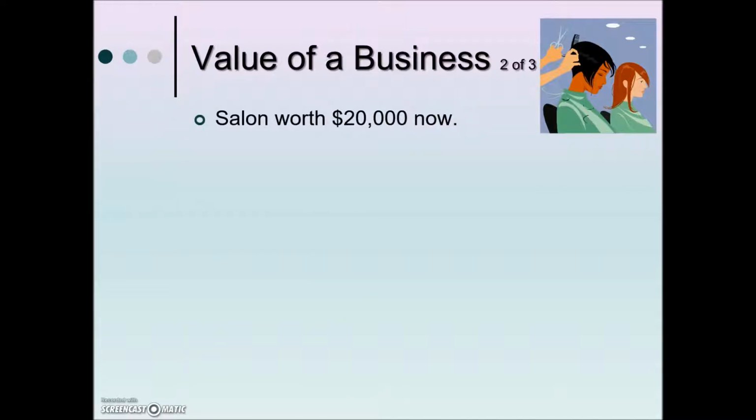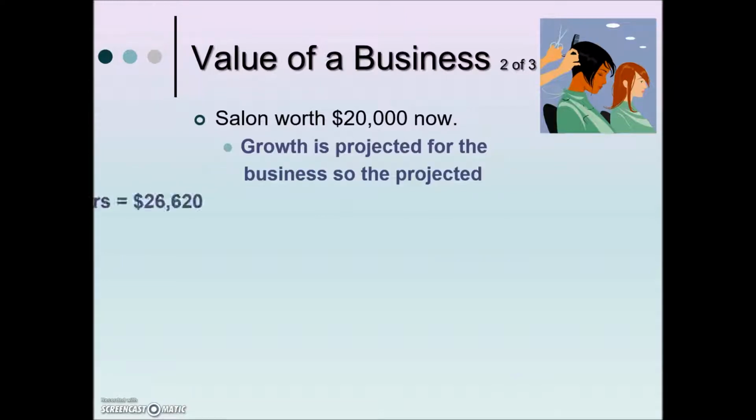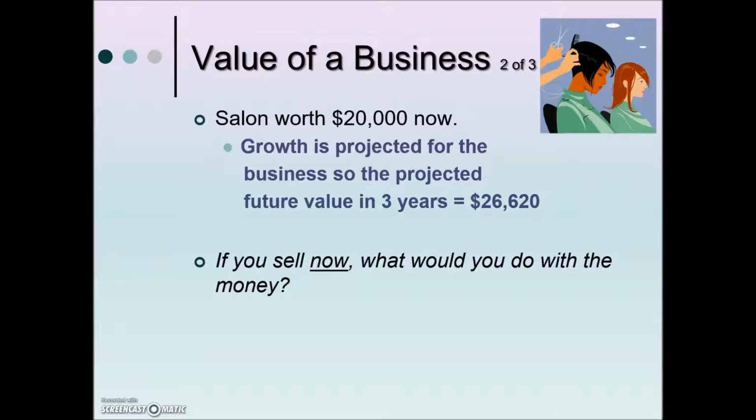So here's the summary. Today it's worth $20,000. It's projected to grow, and we just calculated what that will be 3 years from now. We asked the question, if you sell now, what would you do with the money? If we sold out, we're not going to sell it for $20,000, its current value, but perhaps we can't quite sell it for the amount of its projected value, but somewhere in between the two.